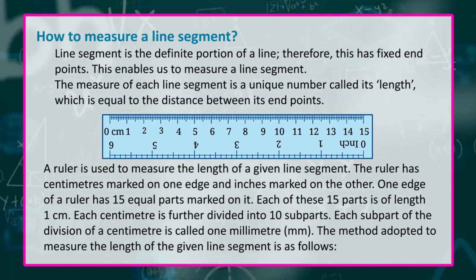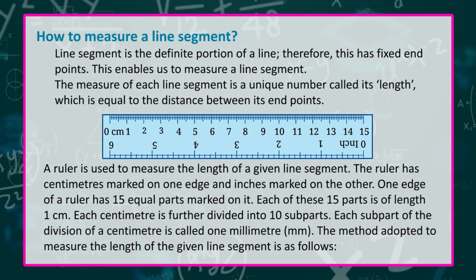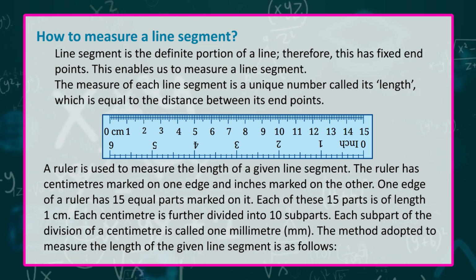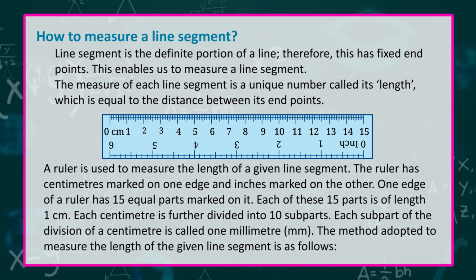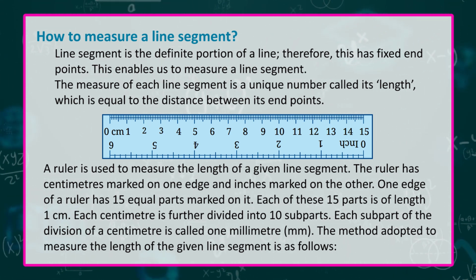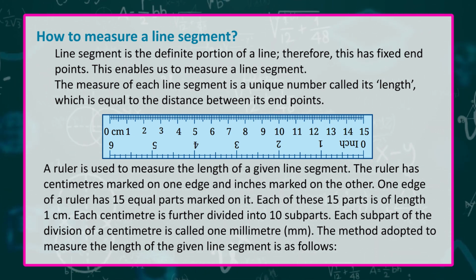The ruler has centimeters marked on one edge and inches marked on the other. One edge of a ruler has 15 equal parts marked on it. Each of these 15 parts is of length 1 centimeter. Each centimeter is further divided into 10 subparts. Each subpart of the division of a centimeter is called 1 millimeter. The method adopted to measure the length of the given line segment is as follows.